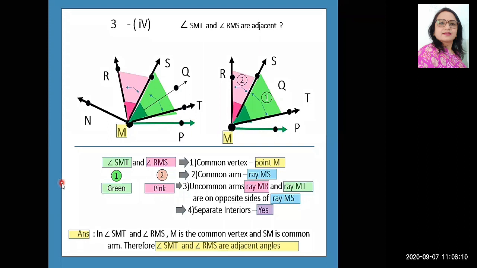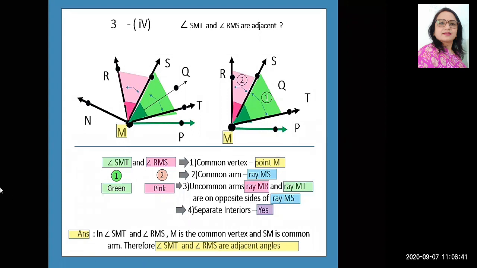So children, here our practice set 15 is over. So today, what have we learned? We have learned about interior and exterior of an angle, adjacent angles, and done practice set 15. Okay.